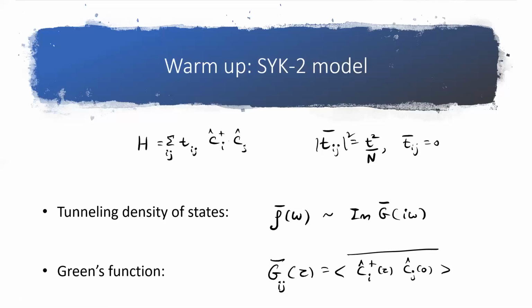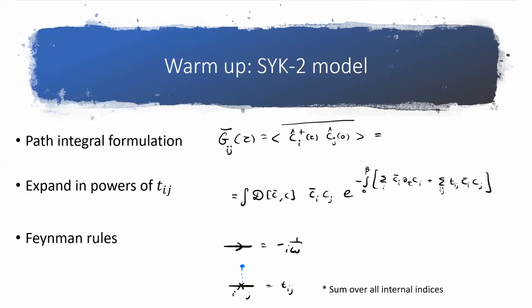So the expectation value here is with respect to some finite temperature state. You mean the Gibbs state corresponding to the Hamiltonian? Yeah, you have some Gibbs state at finite temperature. Okay, so it's an equilibrium, finite temperature equilibrium state.